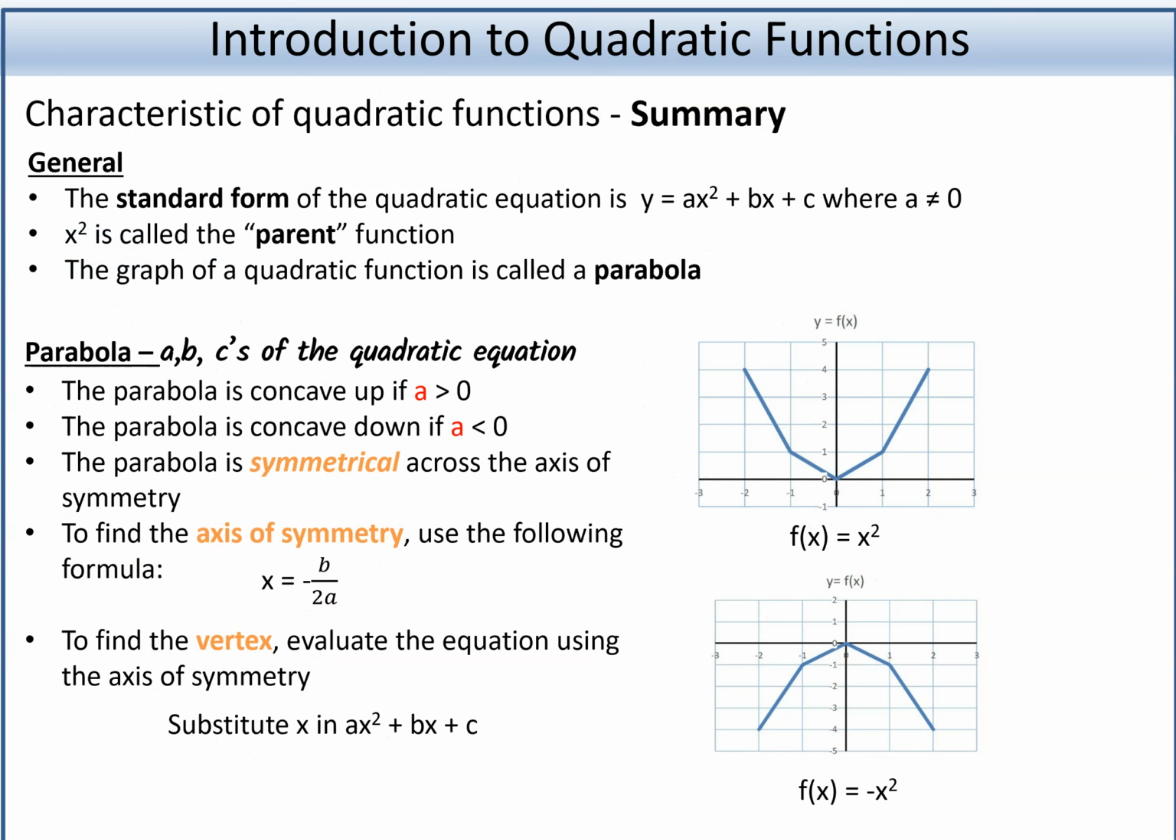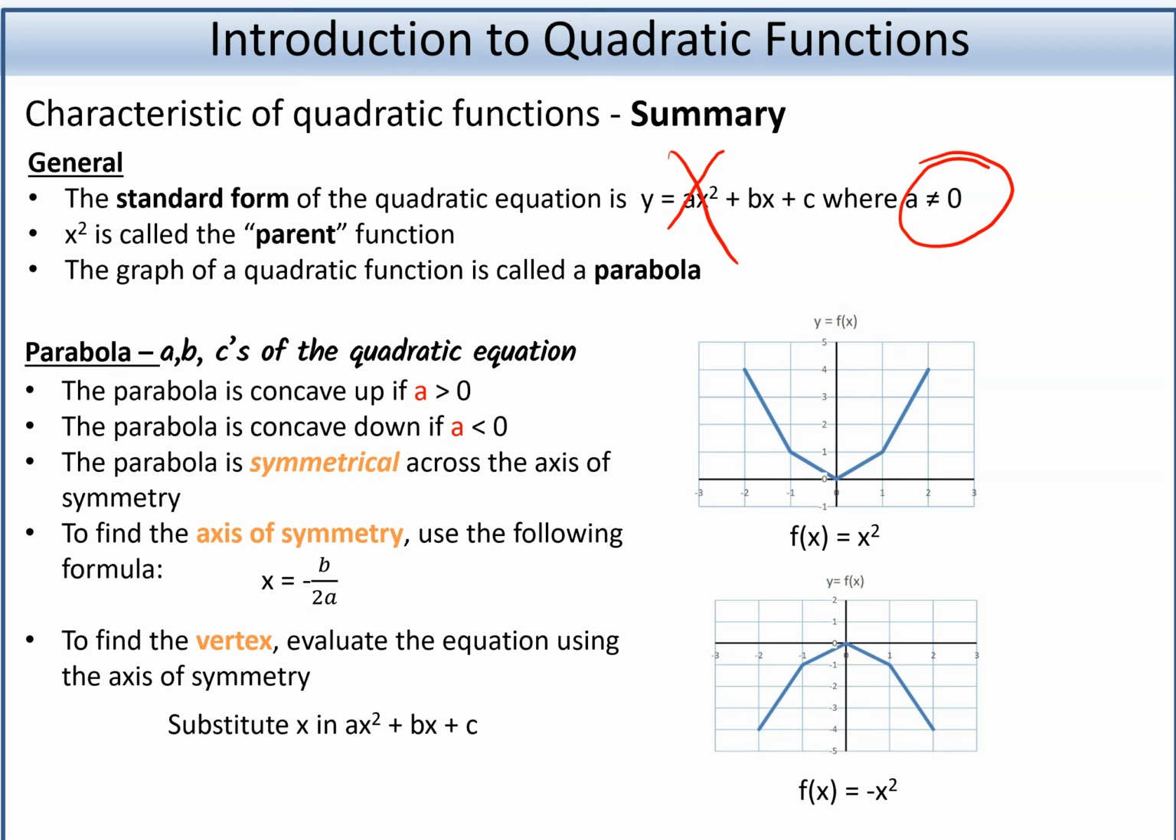All right, so let's sum it up here. What are some of the characteristics of a quadratic function? Well, the standard form of the quadratic function is y equals a times x squared plus b times x plus c. And we have to have a not equal to 0, because if it is equal to 0, then that means we just have a linear equation. X squared is called the parent function. It's basically the smallest quadratic function you can have.